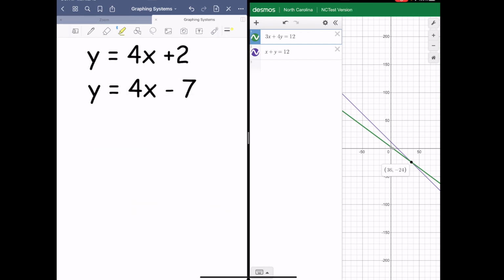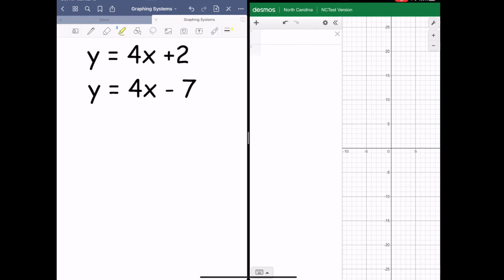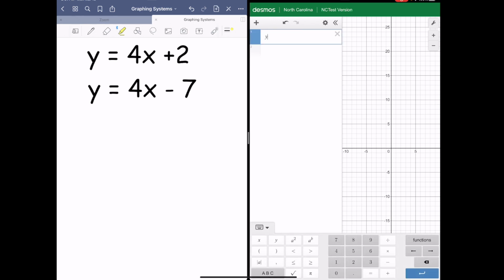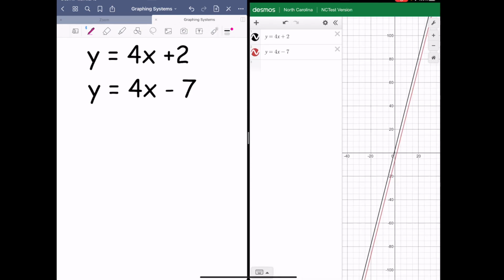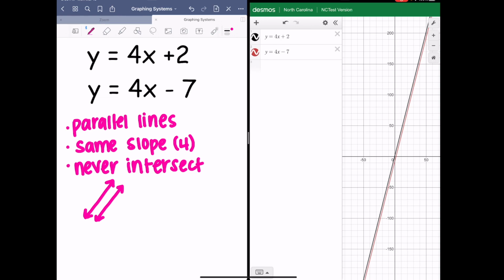I'm going to close out these 2 equations because we don't need those any longer. And I'm going to click the home button so that I go back to a standard zoom. All right, I'm going to click in box 1 and we're going to type y equals 4x plus 2. And in a new box, y equals 4x minus 7. Okay, these 2 lines don't appear to intersect, but again, we do want to zoom out so that we can see for sure that they never cross. Okay, so they are never going to cross one another. So that means that they do not have any solutions.